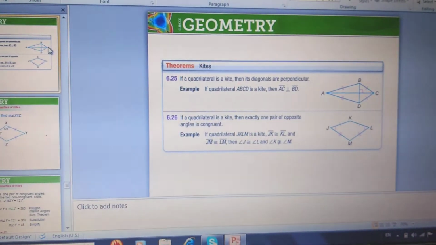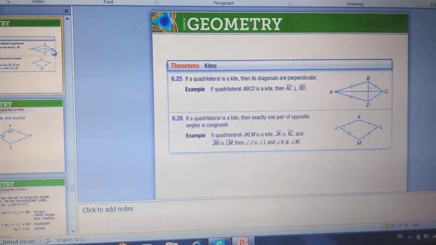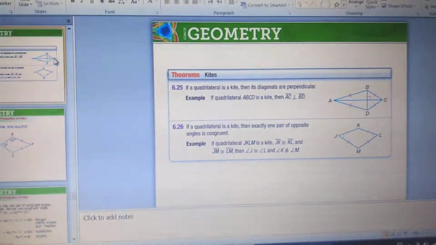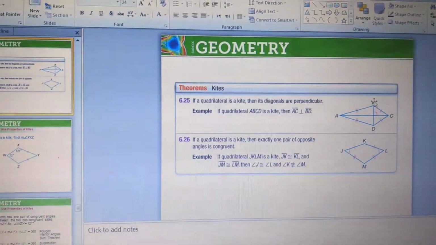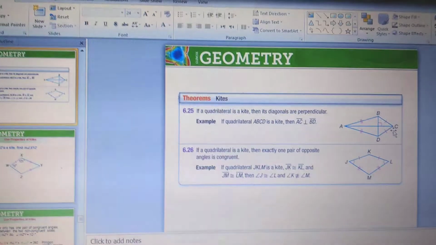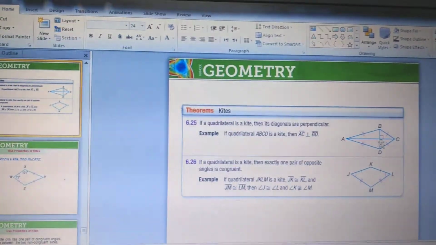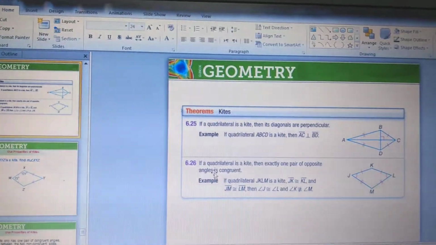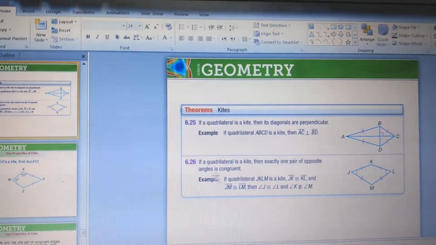The last point in this lesson about kites. If a quadrilateral is a kite, then its diagonals are perpendicular. First property, diagonals are perpendicular. This means BD and AC are perpendicular. This means I have 4 right angles: 1, 2, 3, 4.